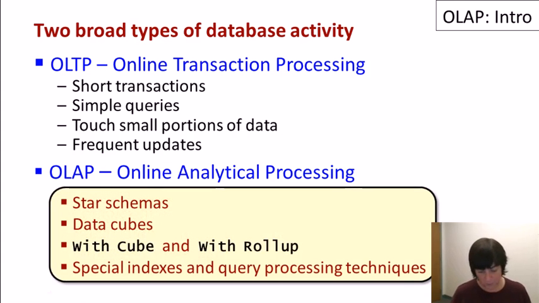For online analytical processing, or OLAP, we saw that star schemas are frequently used. We saw how to view the data as a data cube. Of course, that can be in any number of dimensions. We just used 3 for visualization. There are 2 new constructs in SQL, with cube and with rollup. And finally, this type of query can be very stressful on a database system when we have very large databases. So special techniques have been introduced into systems to help perform these queries efficiently.